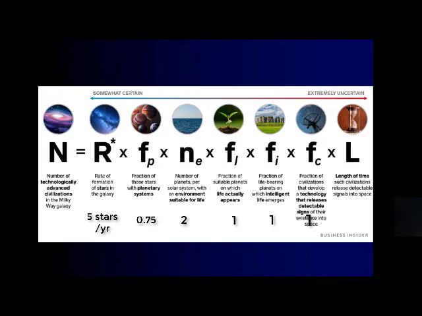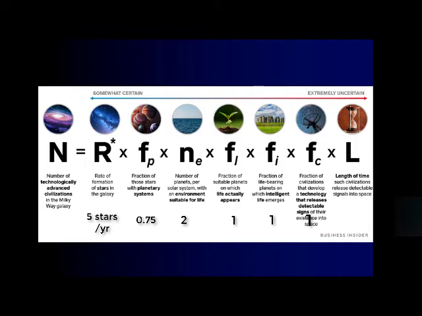Our last term, L, is the length of time such civilizations release detectable signals into space. This one is a particularly challenging and perplexing one to determine. For this one, we have to consider things like, how long is it likely that a civilization will exist from the time it develops the capability to send signals until the time when that civilization ceases to exist? Our own civilization has been around for thousands of years. In that time, we've experienced lots of things that could impact our ability to send signals.